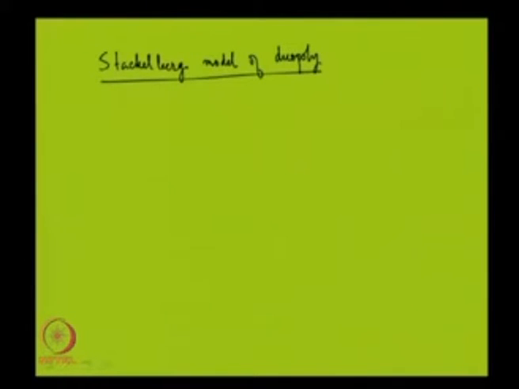The last topic we shall cover is what is known as the Stackelberg model of duopoly. So, we are back to markets. If you remember, duopoly is a market where there are only two firms which are selling goods. What is special about the Stackelberg model is that it is a variation over the Cournot model.